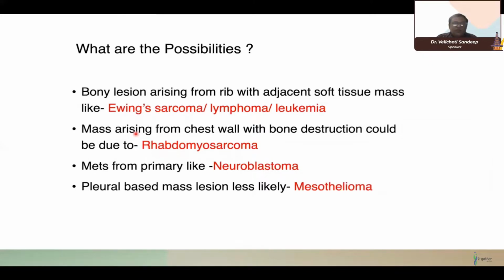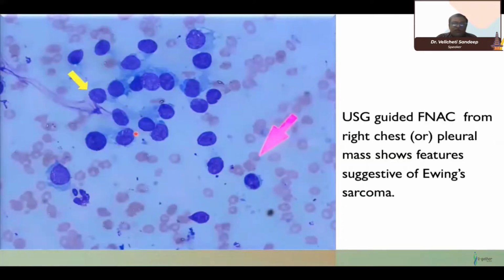If it is a bone lesion or soft tissue lesion, we might be dealing with Ewing sarcoma, lymphoma, leukemia. But if the child is 14, rhabdomyosarcoma is still a possibility. It can be a metastasis from neuroblastoma, or a pleural-based lesion like mesothelioma, which is rare at this stage. Finally, we gave more weight to Ewing sarcoma. That is our leading possibility in the report.